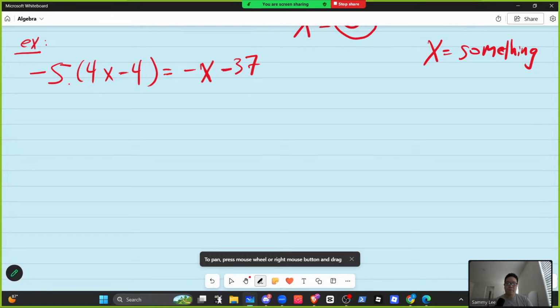The first thing you want to do in a lot of situations like this is to look to see if you can simplify the expressions. On the left side, we have negative 5 times the quantity of 4x minus 4. You can simplify by distributing the negative 5. So negative 5 times 4x is negative 20x, and negative 5 times negative 4 is going to be positive 20. And then on the right side, we still have negative x minus 37.